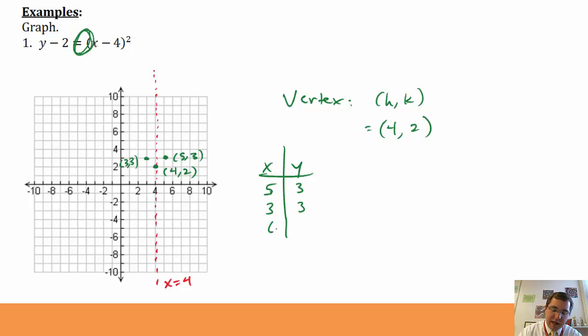Okay, I can make another point. What happens when x is 6? So 2 to the right of the vertex. 6 minus 4 is 2, and 2 squared is 4. So y minus 2 would be 4. That means y equals 6. So I have the point 6, 6. That means if I go 2 to the left of the vertex, say at 2, I will also be at 6. And now I can draw the rest of my parabola. And you need to put arrows on both ends because it goes on forever.